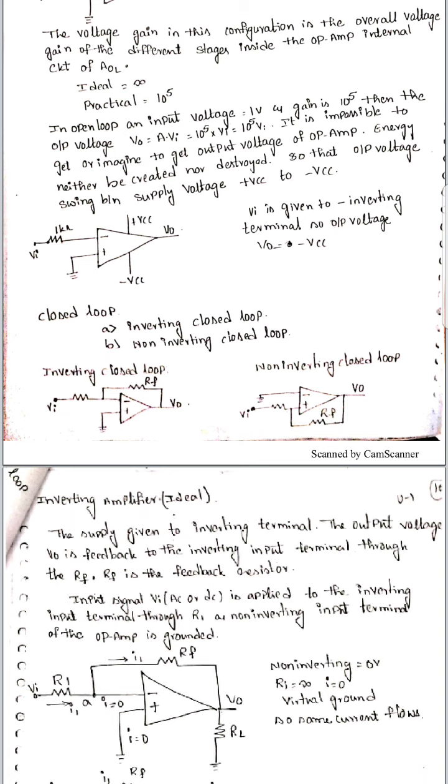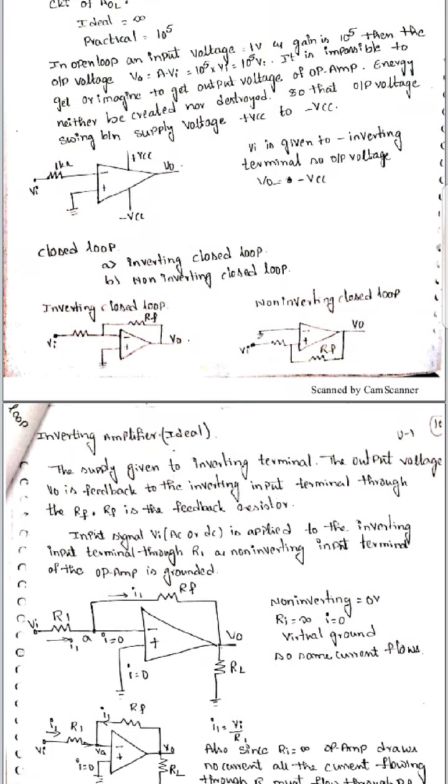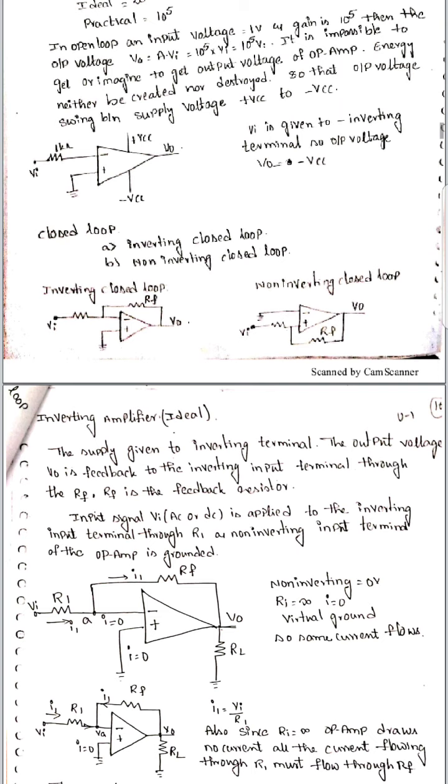It is impossible to get such an output voltage from an op amp, as energy can neither be created nor destroyed, so the output voltage swings between the supply voltages, plus VCC to minus VCC. In that, this is the symbol. Va is given to the inverting terminal, so output voltage V0 is equal to minus VCC.